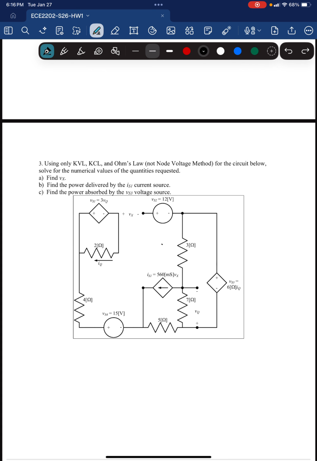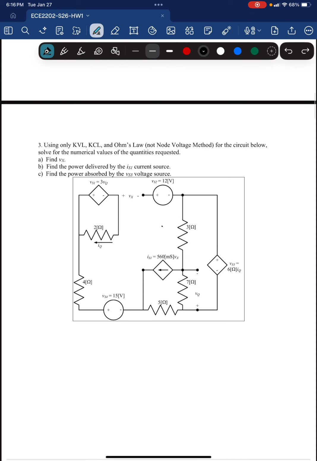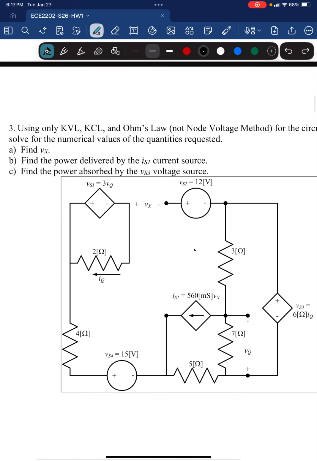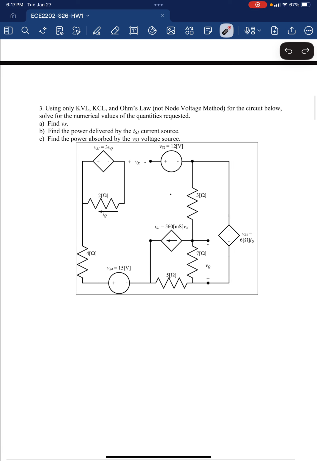So when it comes to these kinds of problems, right, we're told to only use KVL, KCL, and Ohm's law, specifically not node voltage method, which would make this a lot easier, but unfortunately we can't use it. So typically your best first step is to just build some sort of equation involving the variable that you're looking for, in this case, Vx. And due to the nature of the definition of Vx, we really have only one option available to us, and that is to do a KVL. Specifically a KVL around the entire circuit here.